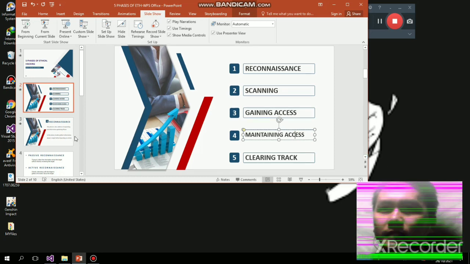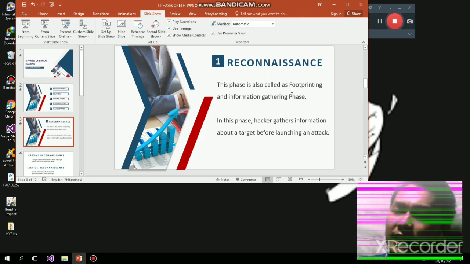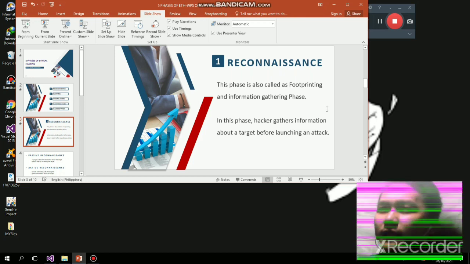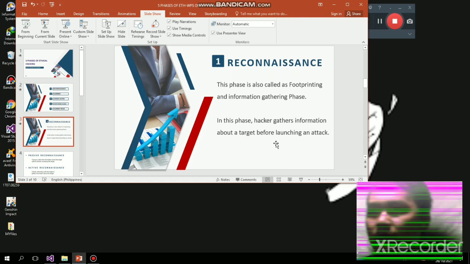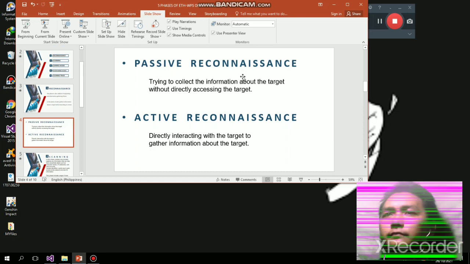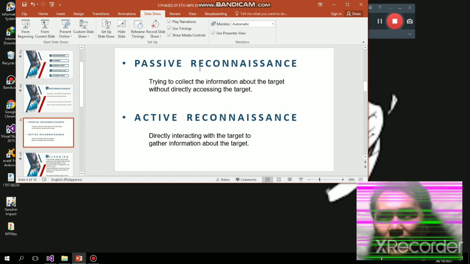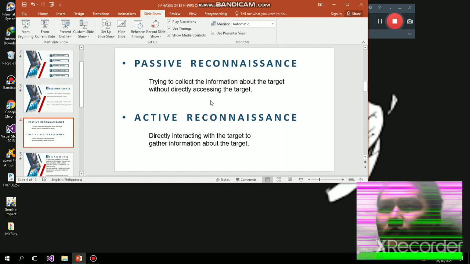So first, what is reconnaissance? Reconnaissance is also called footprinting and the information gathering phase. In this phase, hackers gather information about the target before launching an attack. So, meaning, this phase is about information gathering. There are two types of reconnaissance or footprinting. First is passive reconnaissance. Passive reconnaissance is trying to collect information about the target without directly accessing the target.